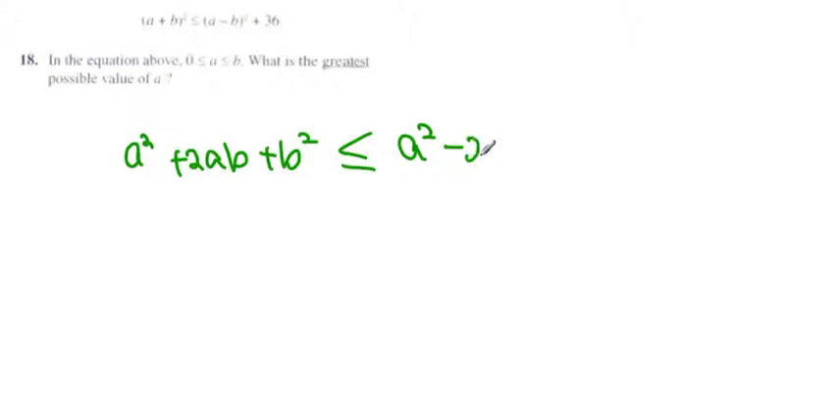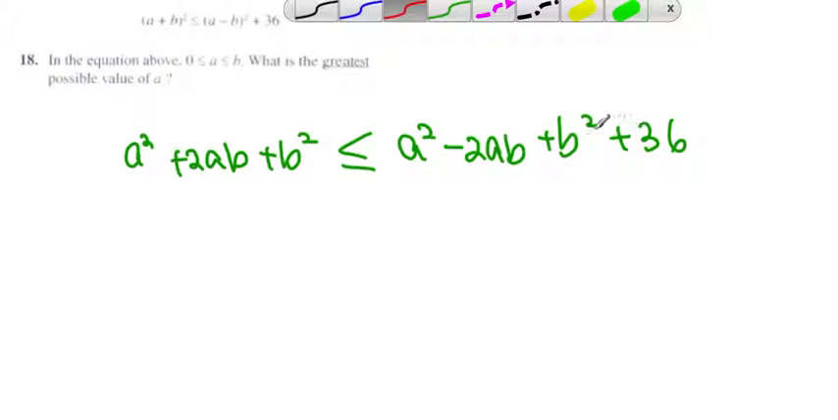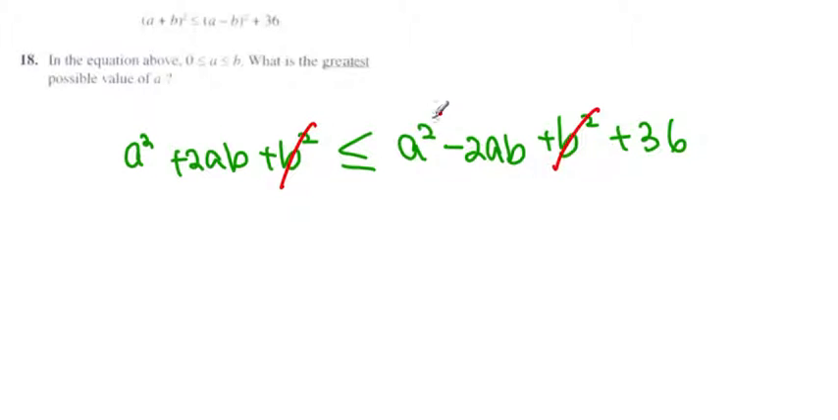Next question. That's the expression that we have. Then what is the greatest possible value of a? So let's look at it. (a plus b) squared basically means a squared plus 2ab plus b squared. The second one has to be less than or equal to a squared minus 2ab plus b squared plus 36. Now, as you can see, the b squareds are the same, and so is a squared. So when we cancel them out, that's what we end up getting.